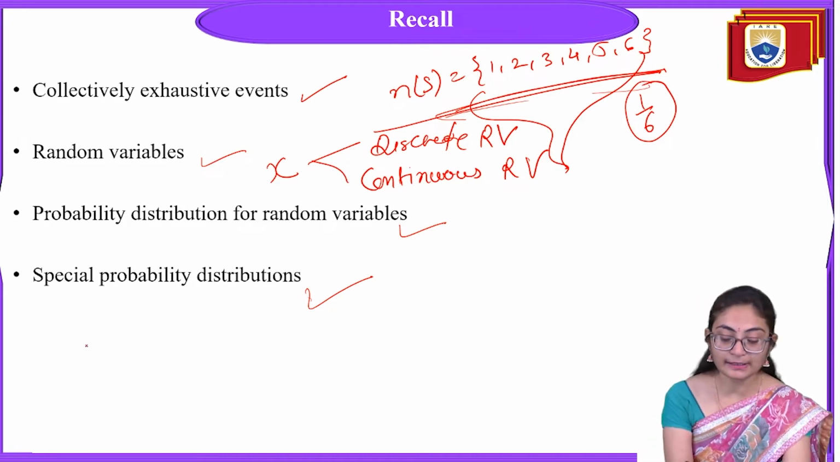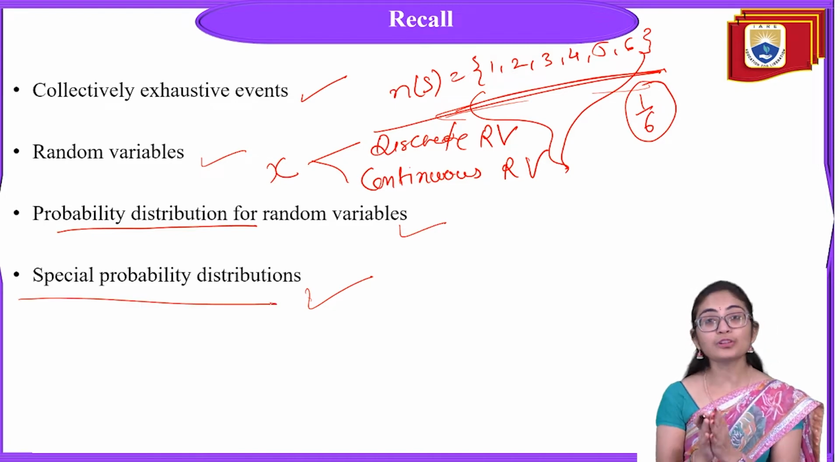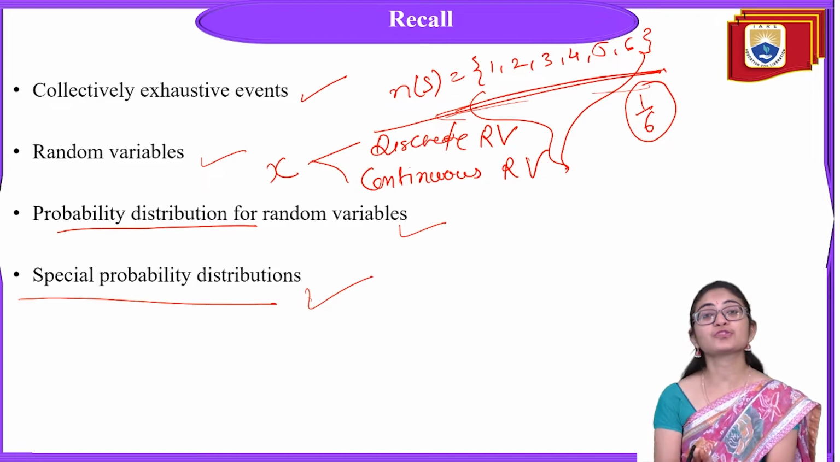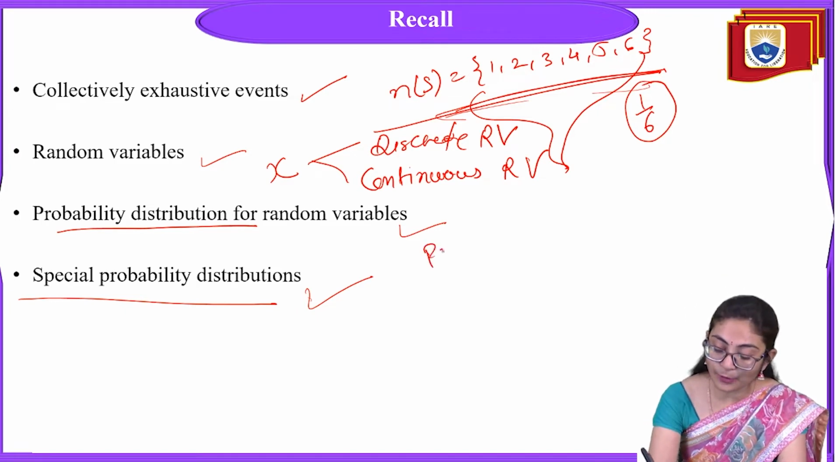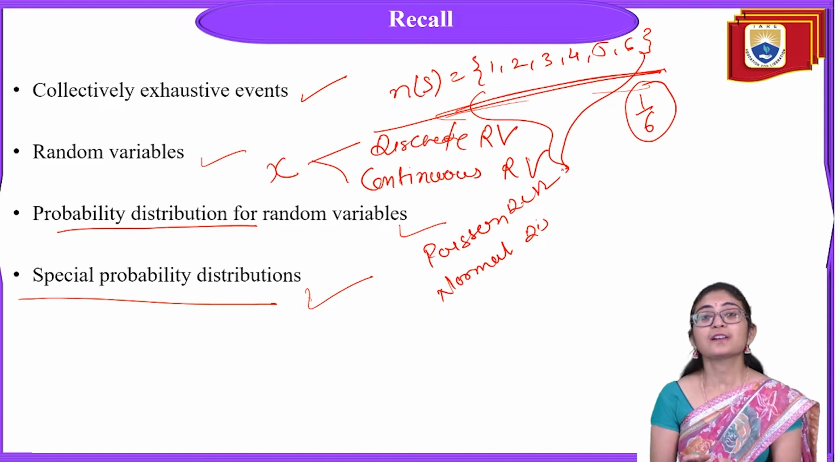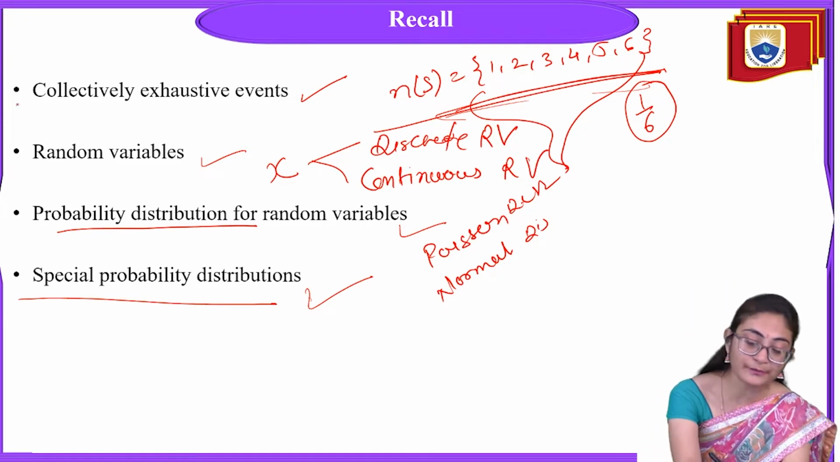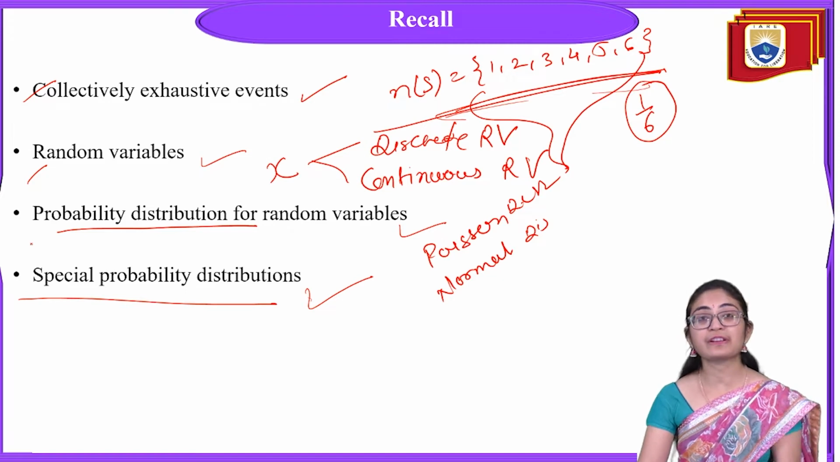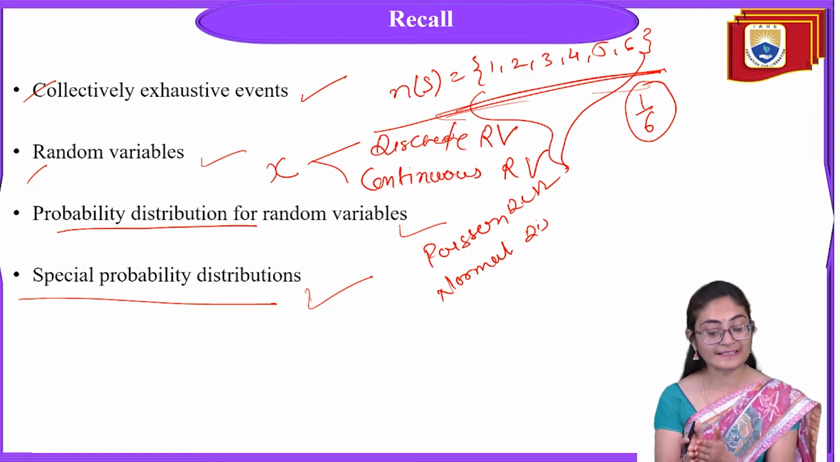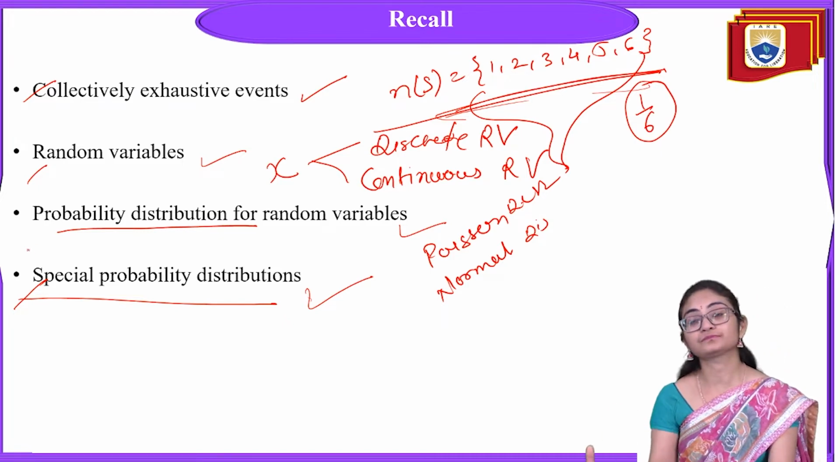Then we saw probability distribution for random variables. Probability distributions and special probability distributions are both very important. There are different distributions, such as the Poisson distribution and the normal distribution. In probability distributions we use random variables, discrete and continuous, and both are very useful. So every term, like collectively exhaustive event, random variables, probability distribution for random variables, and special probability distribution, is related to each other and has its own function.